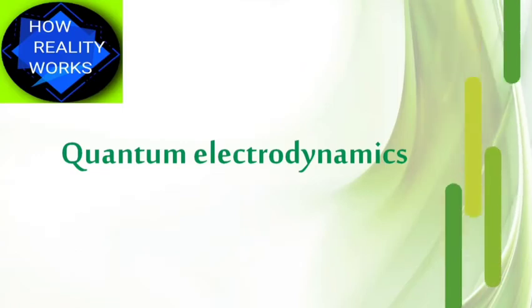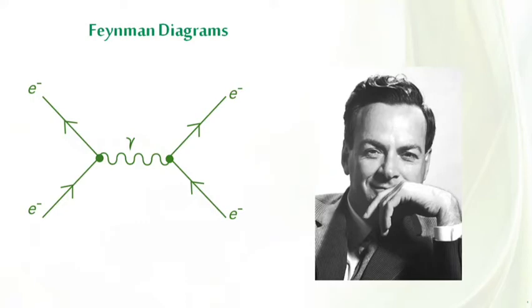Let's see Feynman diagrams. Richard Feynman discovered this Feynman diagram to simplify the concept of interactions of particles, how particles interact among themselves. We want to understand it in a simple way, in a graphical or geometrical way. He really simplified this, one of the toughest topics.